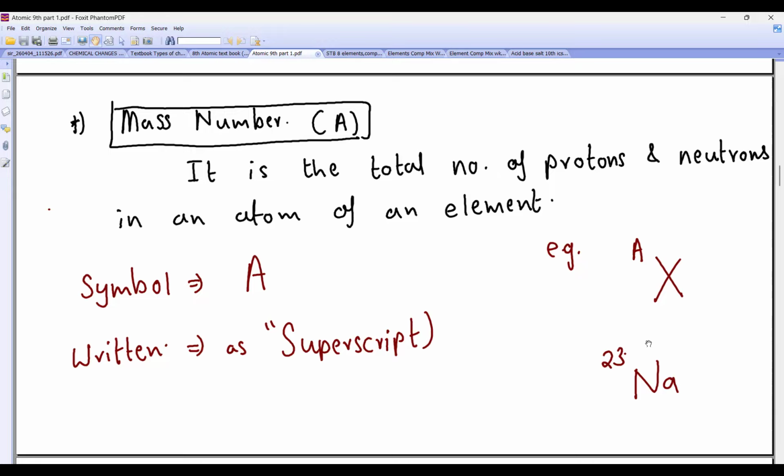Yeah, you can write on both sides, left or right. It is fine. But it should be at the top. It should be superscript. It should be what, beta? Superscript. Chalo, done, done, done.